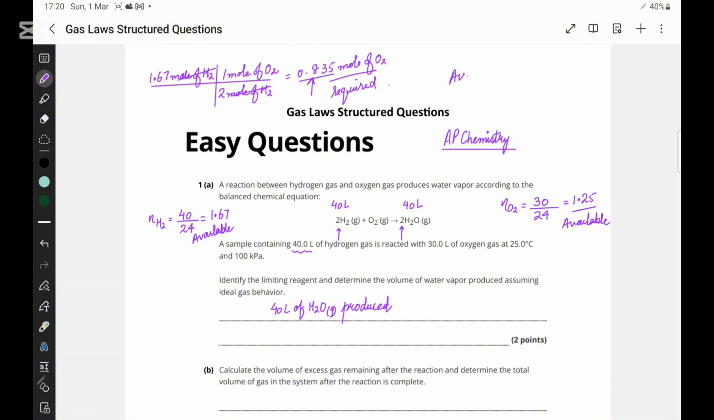So available mole of O2 are greater than required moles of O2. What does that mean? That means O2 is in excess. Then who is going to be the limiting? Definitely hydrogen is the limiting reagent. Hydrogen is a limiting reagent.